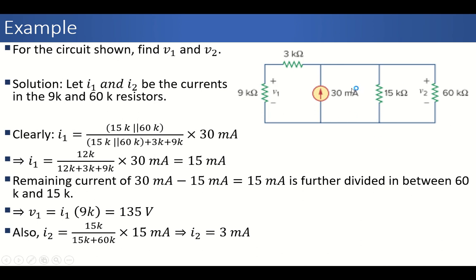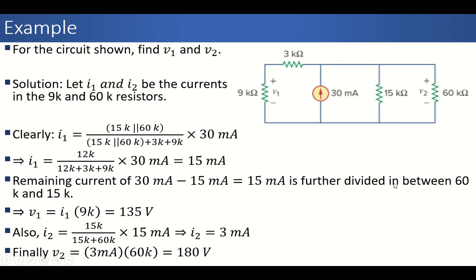Remember that I2 is the current in the 60K ohm resistance, as already assumed. For the current in the 60K resistance, we can see that 15 milliampere is divided between 15K and 60K, so we can use the current divider rule. This will be 15K divided by 15 plus 60K, multiplied by the total incoming current in this branch, that is 15 milliampere. So I2 is 3 milliampere.